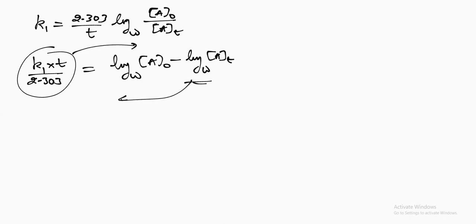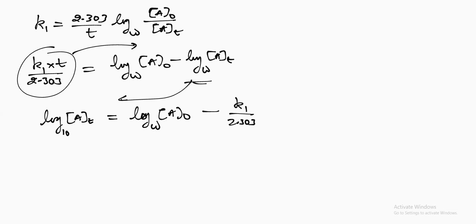So what we'll get? Log base 10 A_t equal to log base 10 A naught minus k1 by 2.303 into t. Students, if you find any difficulty, please tell me. Is this clear? Students, is this rearrangement clear? Any doubt in this? Instead of ln, we have log base 10 here, that's all.